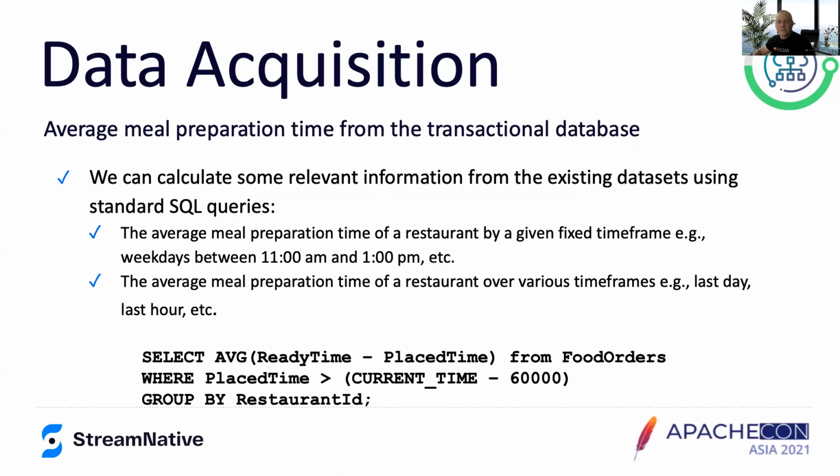So we start looking at that transactional database, and we can see that we can come up with some pretty interesting metrics right out of the gate. So we can calculate things like the average meal preparation time, for example, right? So you can run a query and identify, for example, the average difference between the ready time and the place time for food orders by restaurant ID. And do it also over certain fixed time frames, right? So we can do, what's their average time on Wednesdays between 11 and 1 p.m., or we can do more relevant recent stuff like what are they doing in the last hour, right? Based on their volume, are they starting to increase the amount of time it takes to prepare an order, or is it taking less time? And all that's available in that data set.